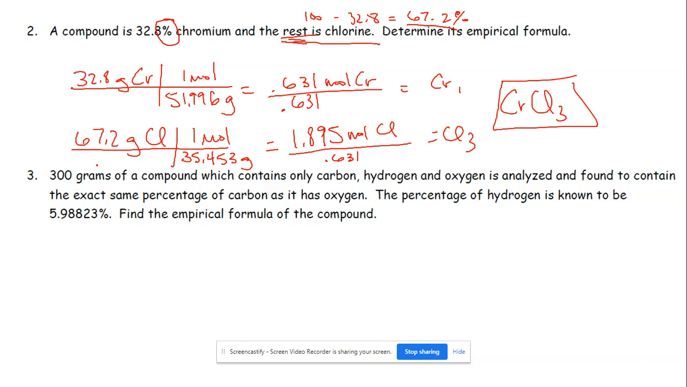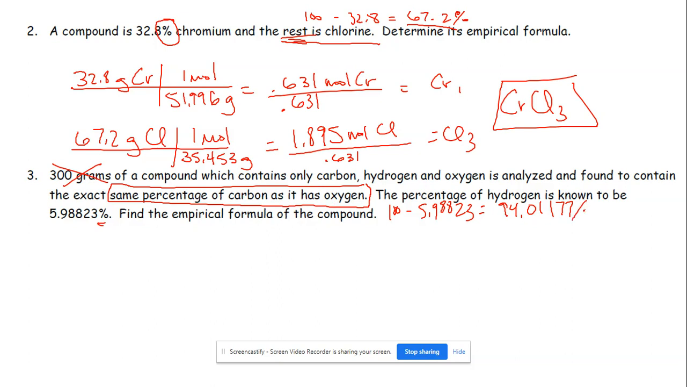Next one, 300 grams. Who even cares? I have percents. I'm going to pick 100. So we have carbon, hydrogen, oxygen. If hydrogen is 5.98823, that's a lot of sig figs. And then carbon and oxygen are the same. We're going to have to do a little bit of algebra. So you know that all 3 of these are going to add up to 100. If I do 100 minus that 5.98823, we end up with 94.01177.